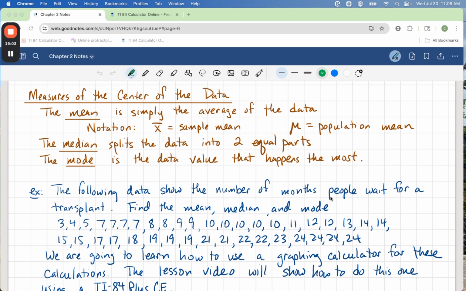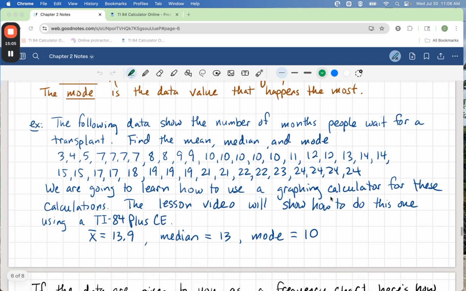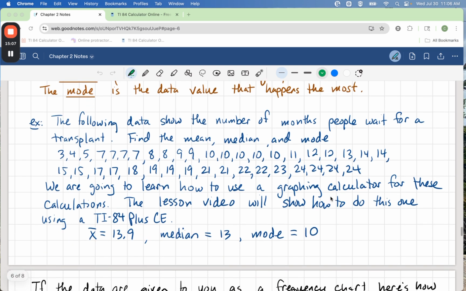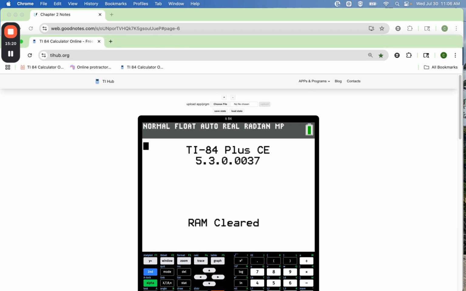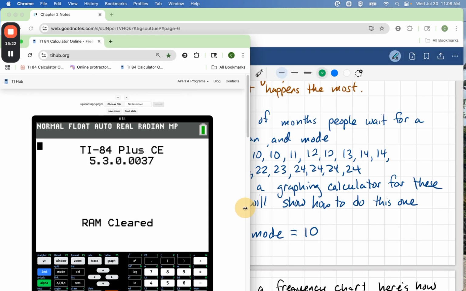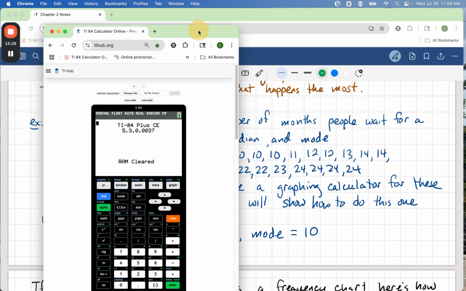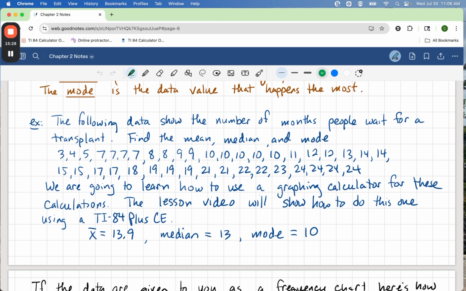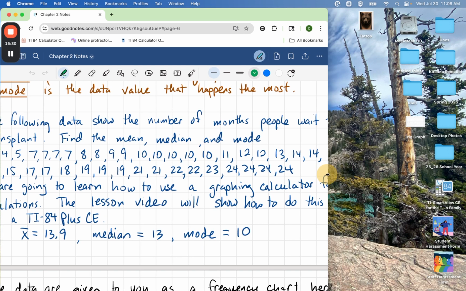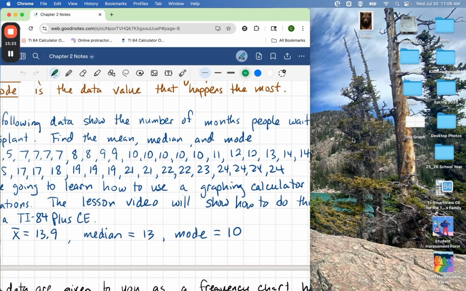All right, so the following data show the number of months people wait for a transplant. Find the mean, median, and mode. We're going to learn how to use the graphing calculator for these calculations. I am going to show you a video on how to use the calculator. If you do not have a calculator, tihub.org is going to show you a nice calculator.